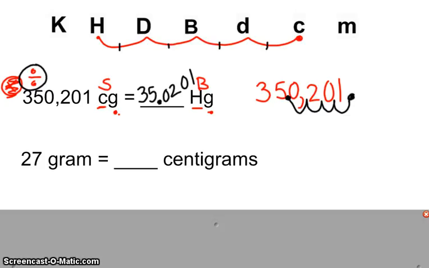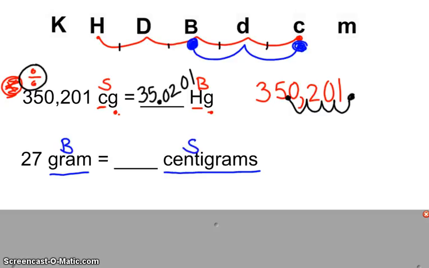Okay, but you can do it. Now we're going grams to centigrams. So we're starting here at our base, and we're going down to centi. Looks like we're traveling from big to small. And we're going 2 places, starting with gram, to small, centigram. All right, so big to small, multiply it all. So I know 27 is going to get larger.